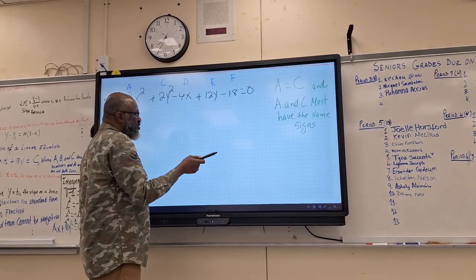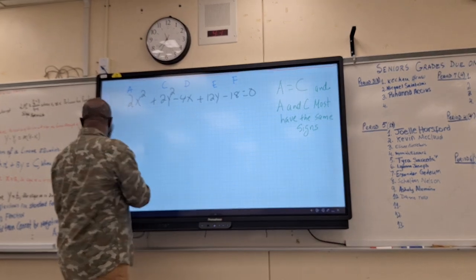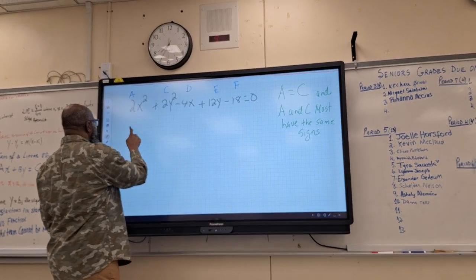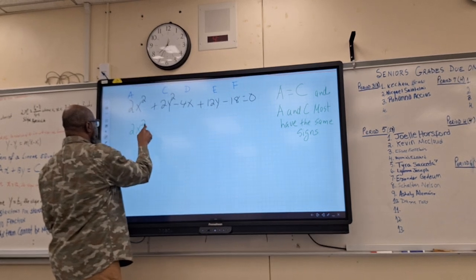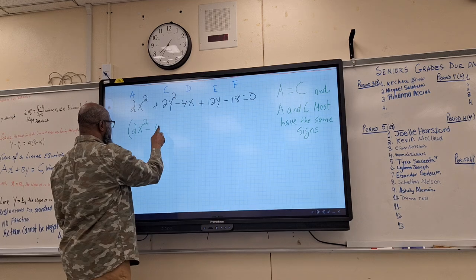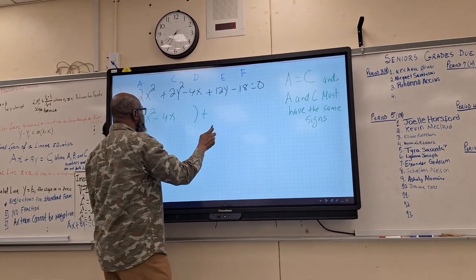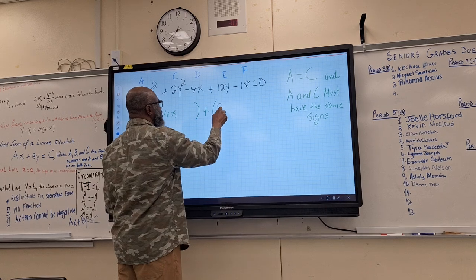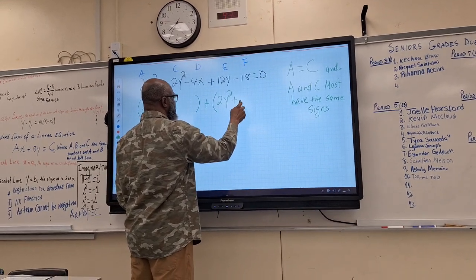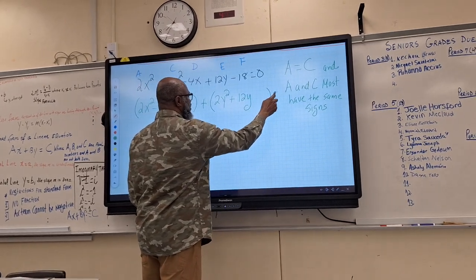2. We could also have divided by 2, but I will not try this option. So let's do family grouping first. We're gonna group the 2x squared with what term? With the negative 4x. So that's what we mean by family grouping. Plus 2y squared plus 12y, right?